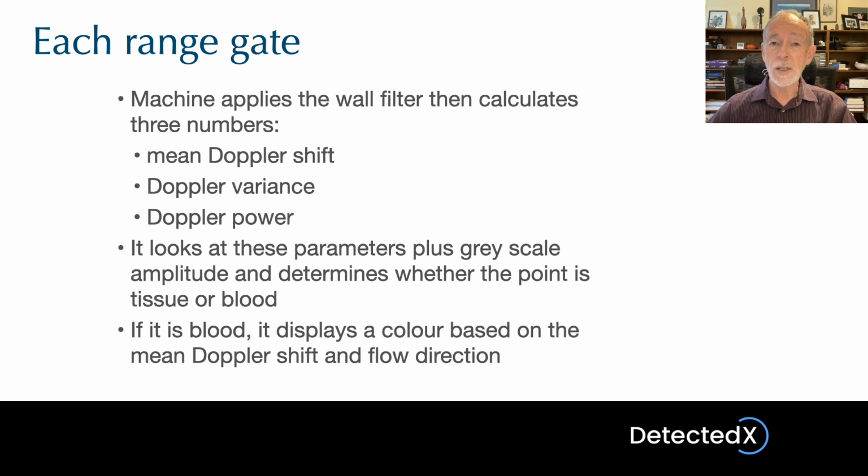If, on the other hand, it decides that it's tissue, then it will display grayscale information instead, and it won't display color. So this is the basic idea, that the machine has a little bit of information from just 8 transmit pulses for each sample volume. It calculates those 3 parameters, decides whether it's tissue or blood. If it's blood, it displays the color that's calculated based on Doppler shift and flow direction.